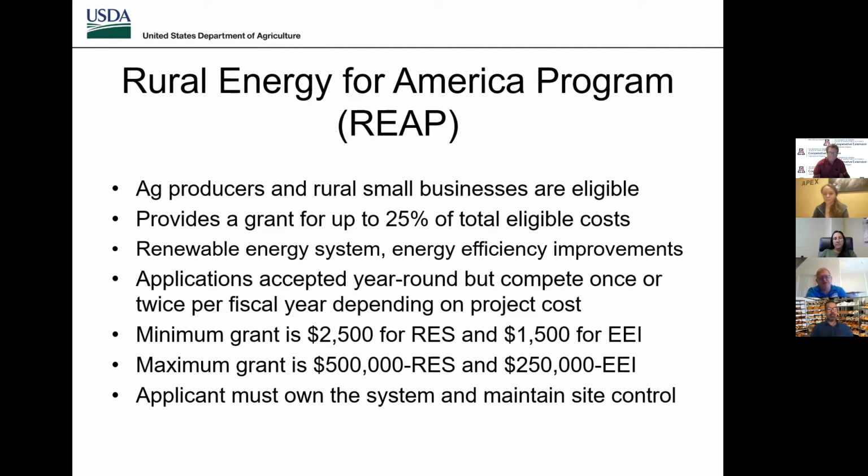Energy efficiency improvements are things like LED lighting. You might want to put in more energy efficient doors or windows. You might change out your HVAC system. You might replace compressors and stuff for cooling and things like that. This has to be used for agricultural producers and rural small businesses, and none of this can be used for your residence. It has to be the business or the agriculture production.